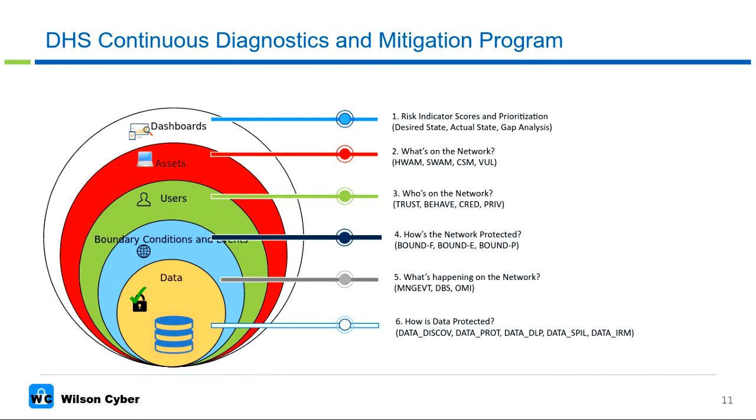Inside the dashboard, we're collecting information around assets, what's on the network, hardware asset management, software asset management, configuration settings management, and vulnerability management. We're also collecting information on users, who's on the network, trust, behave, credentials, and privileges. We're also collecting information on boundary conditions and events. How's the network protected, which includes boundary firewalls or filtering, boundary encryption, and boundary physical access controls. We're collecting information on what's happening on the network, manage events, design and build in security, operate, monitor, and improve.